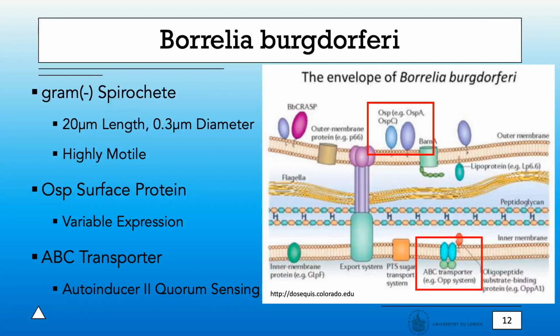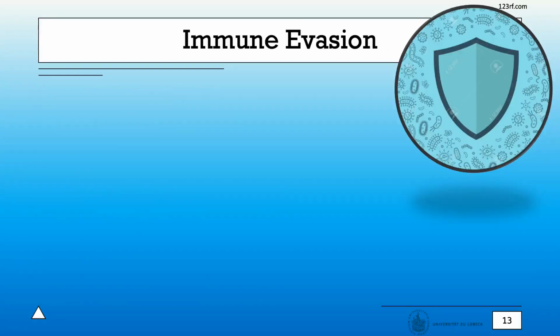They switch the expression of OSP from A to C, which lets them migrate from the tick into the human host and bind to fibronectin. This leads us to the next topic, the immune reaction of the host, and how Borrelia manages to avoid it.